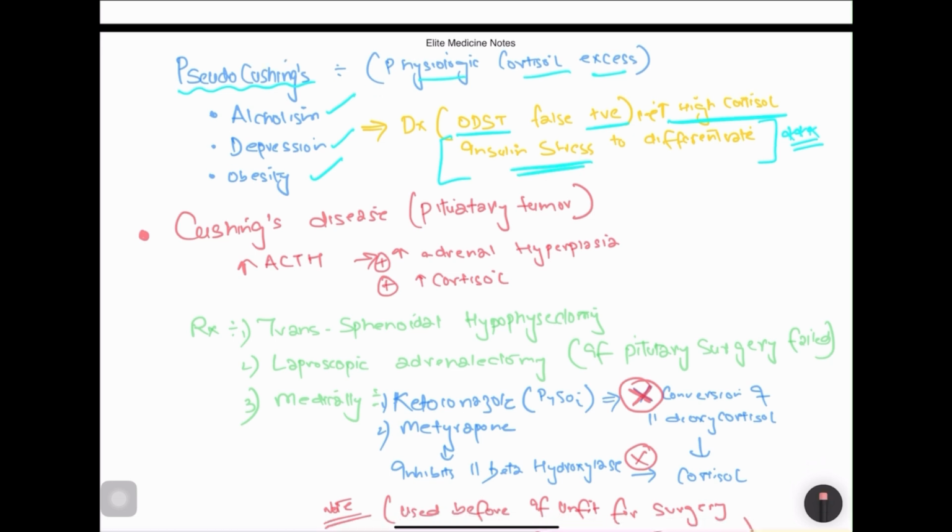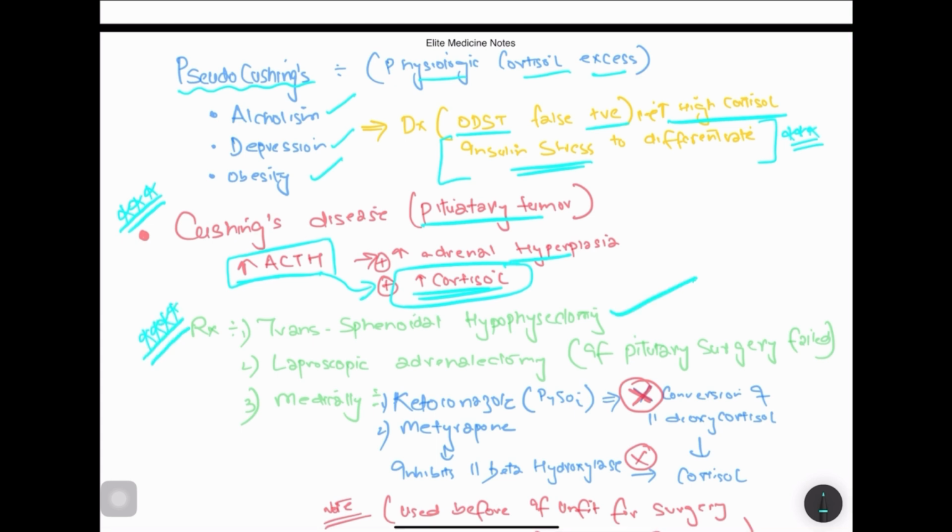Okay. Now you know what Cushing disease is. Cushing disease is if the problem is in the pituitary. That is, there is a pituitary tumor that is increasing the levels of ACTH, and this ACTH is leading to stimulation of the adrenal gland and producing increased cortisol. Okay. So what will be the treatment if the problem is in the pituitary gland? We can do a transsphenoidal hypophysectomy. If the pituitary surgery fails, we can do laparoscopic adrenalectomy. We can remove the adrenal glands.